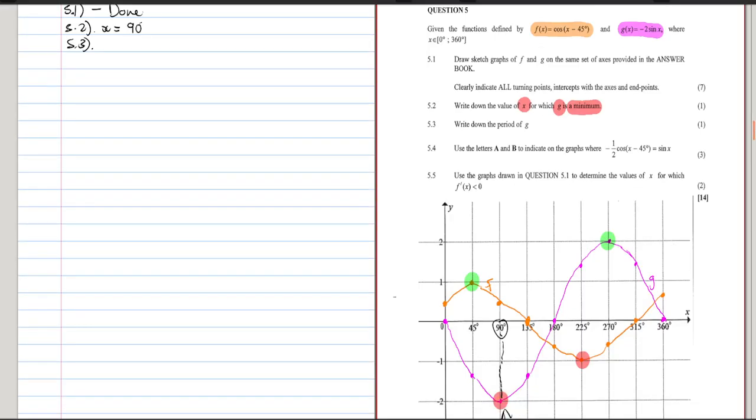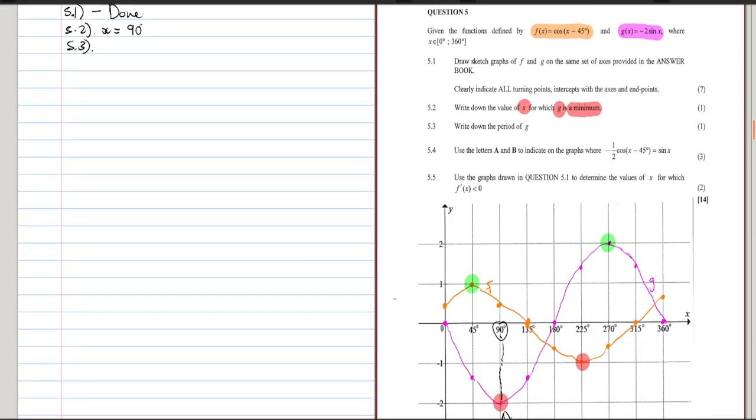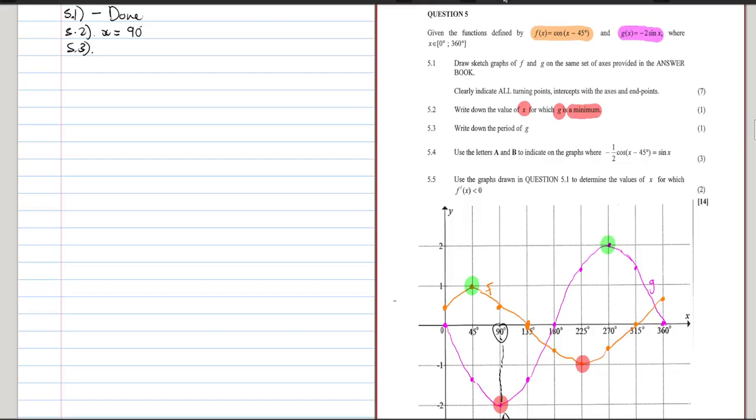Write down the period of G. Okay, so let's use blue this time as a marker. Okay, black. Let's go back. Okay, so how do you measure a period on the graph? A period is measured like this.